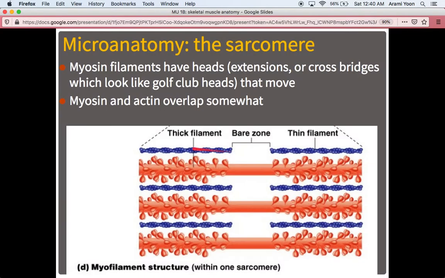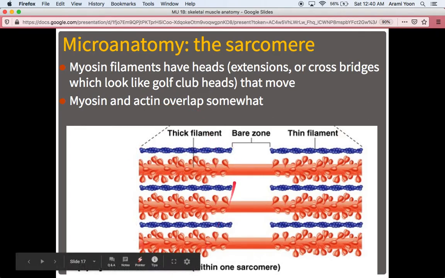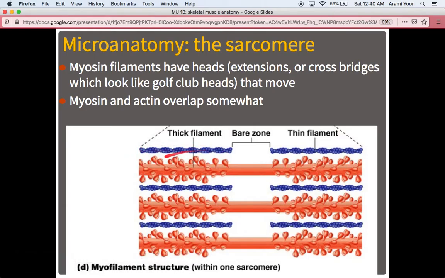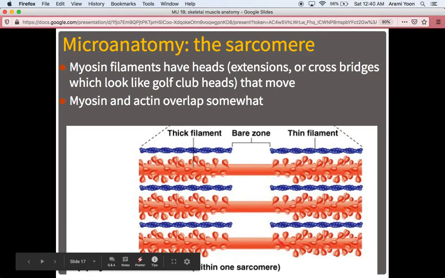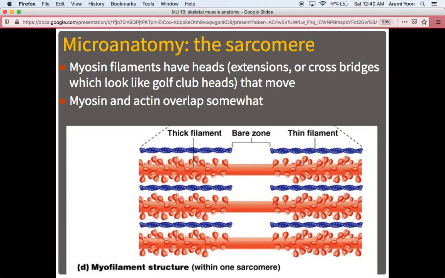You should also keep in mind that the myosin and the actin do overlap. And so here you can see that they're aligned so that if you look at this under the microscope, you would have actin and myosin in the same region over here and again over here. So there is major overlap between these two proteins, and there's an important reason for that.